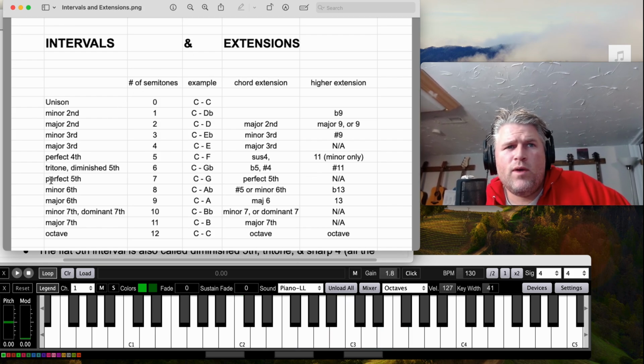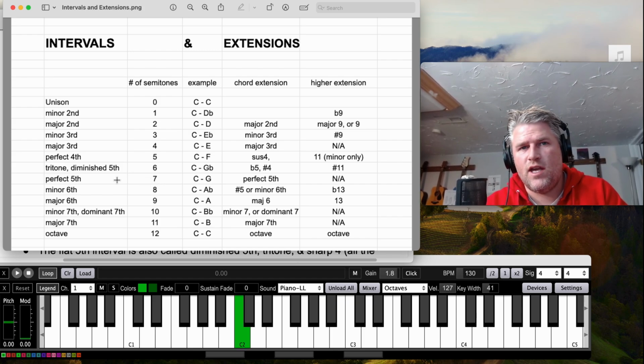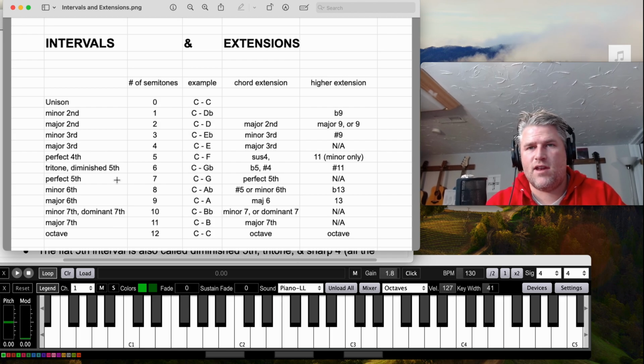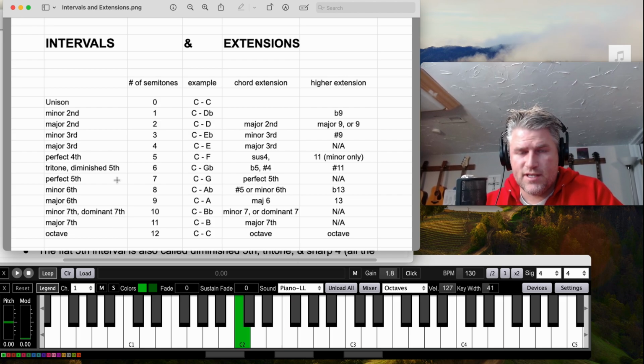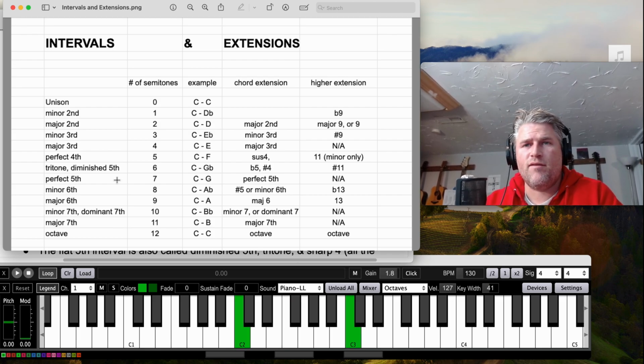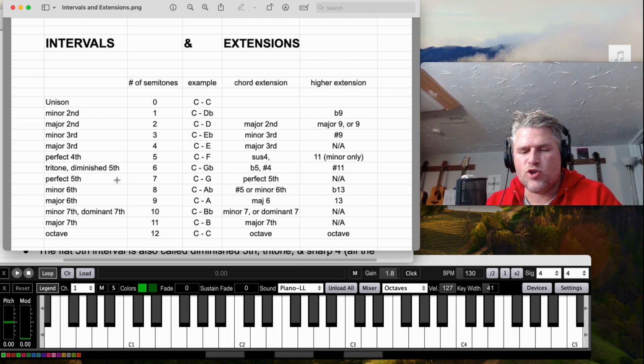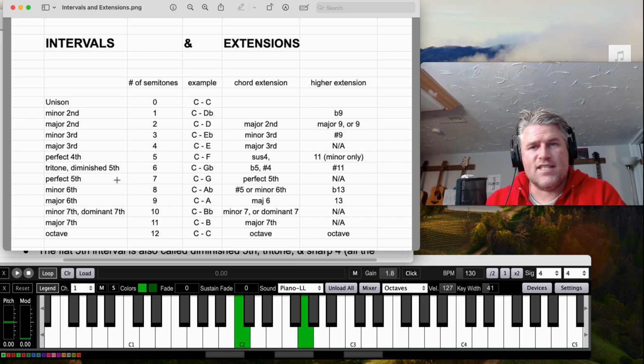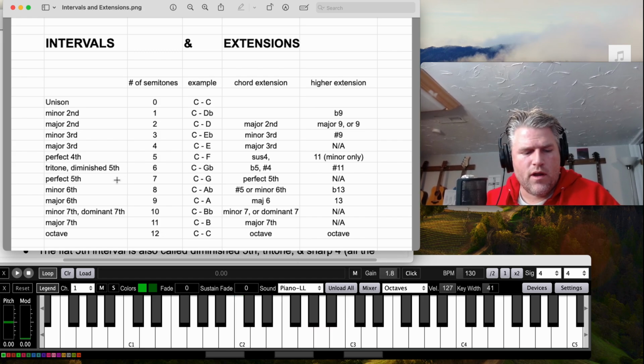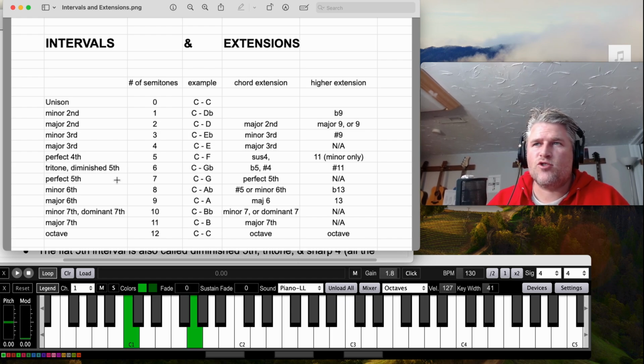Anyway, then we get the perfect fifth, which is 7 semitones above the C. 3, 4, 5, 6, 7. And then other than the unison, which means the same note, and the octave, this is the greatest consonance in music. It doesn't invoke major or minor. It doesn't define either. This is what you call the power chord. Power chord's just 2 notes, and it does not define major or minor. And the fact that it doesn't define it, it gives it all this flexibility.